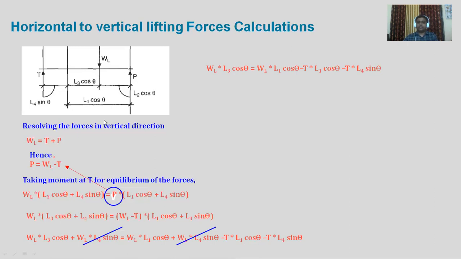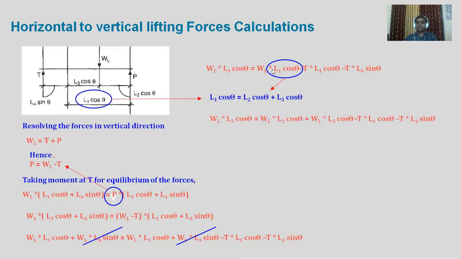If we look at L1 cos theta, this is nothing but the distance from this to this place, and this is nothing but L2 cos theta plus L3 cos theta. So instead of this L1 cos theta, we are going to put L3 cos theta plus L2 cos theta. So let's put that value over here. WL multiplied by L1 cos theta, instead of that L2 cos theta plus L3 cos theta, minus T into L1 cos theta minus T into L4 sin theta.